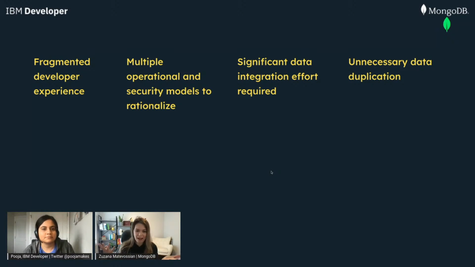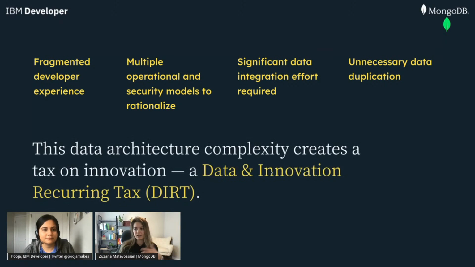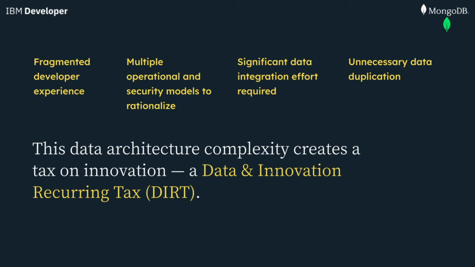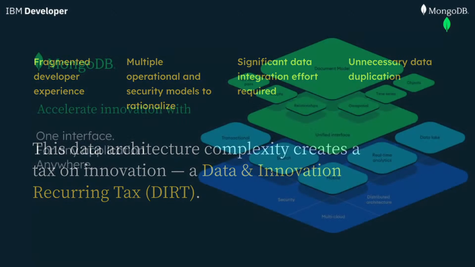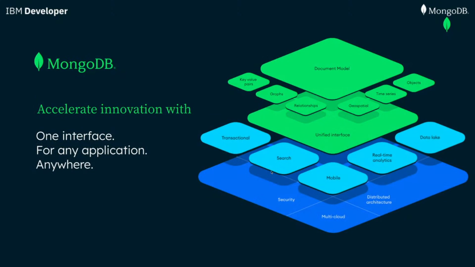Who hasn't heard of data silos, where one part of your organization has data that looks very similar to another part of the organization? So with that, we really see this complexity creating a tax on innovation, which we call the DIRT, the data and innovation recurring tax. And this is where Mongo comes in. That's the problem we are trying to solve.